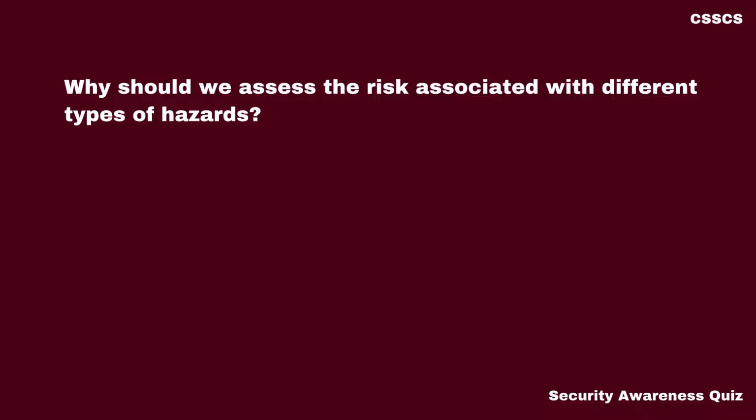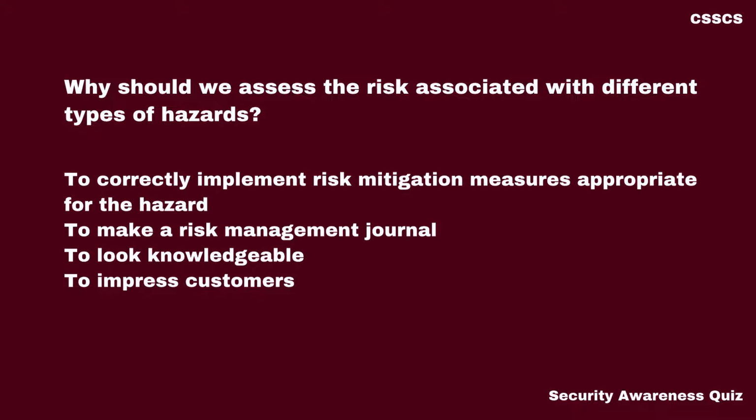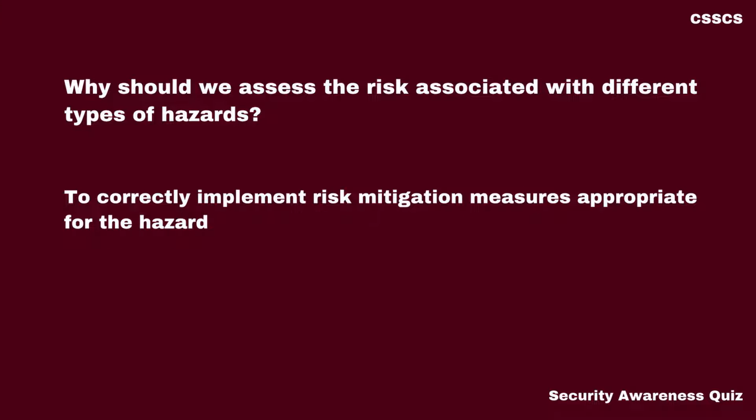Why should we assess the risk associated with different types of hazards? To correctly implement risk mitigation measures appropriate for the hazard. To make a risk management journal. To look knowledgeable. To impress customers. The answer is to correctly implement risk mitigation measures appropriate for the hazard.